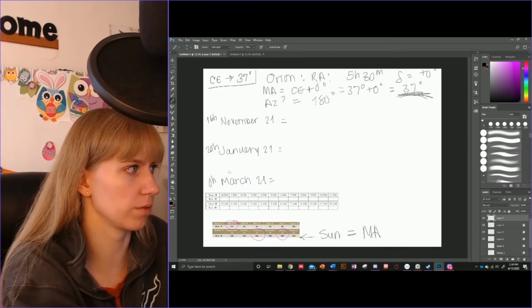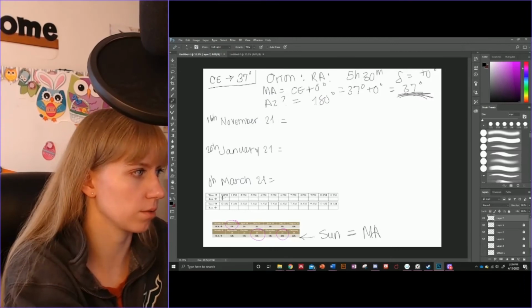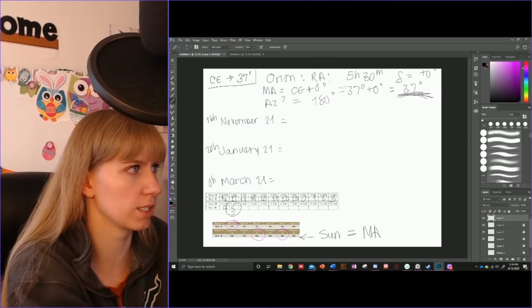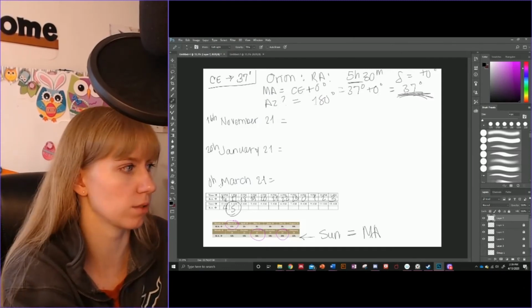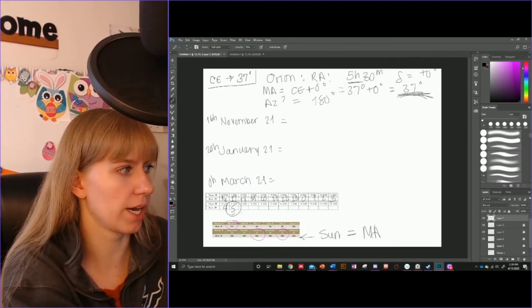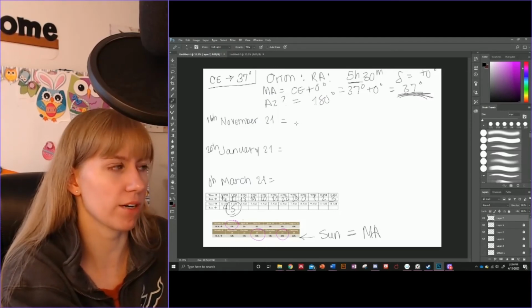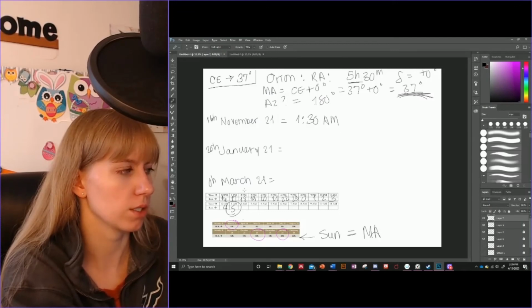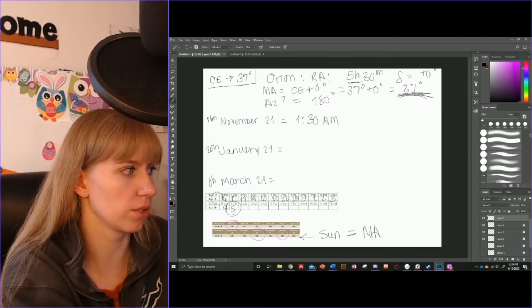So let's start with November 21st. We have to fill in 16 hours. Okay, so we're going to stop once we hit 5, because right ascension for Orion is 5 hours and 30 minutes. So at 5 hours, we have hit 1 a.m. So at 5 hours and 30 minutes, we are now at 1:30 a.m. Now let's try again for January, where we will now be at 20 hours.